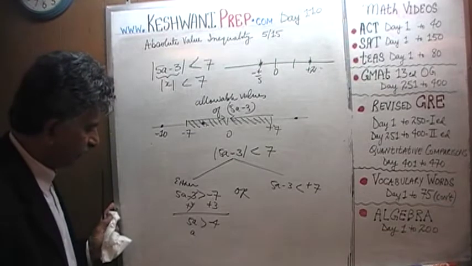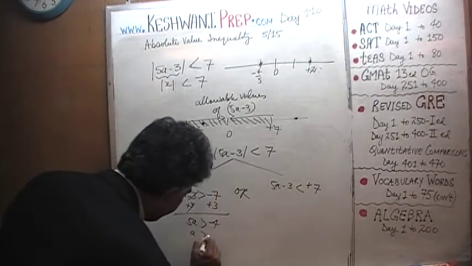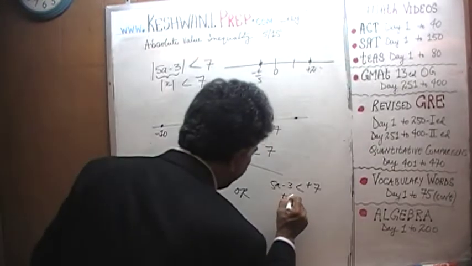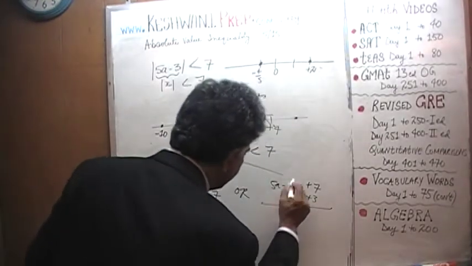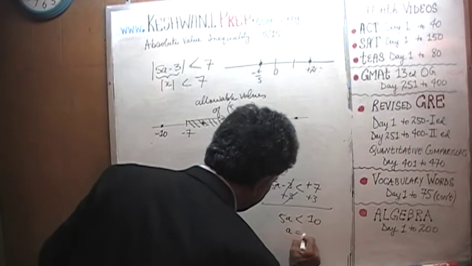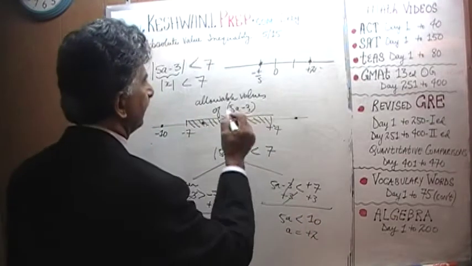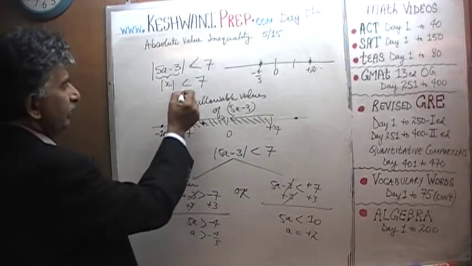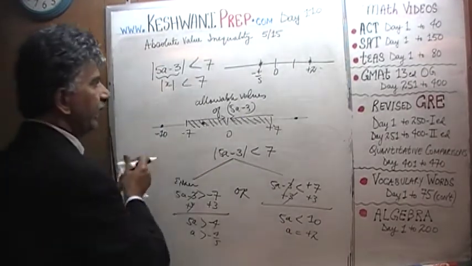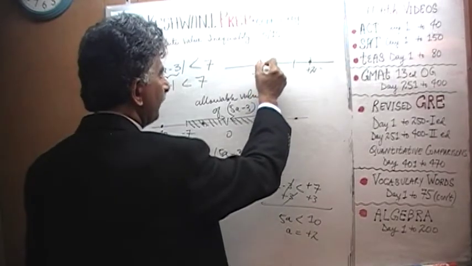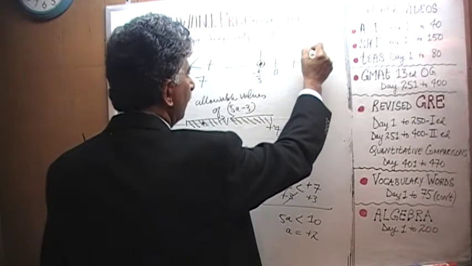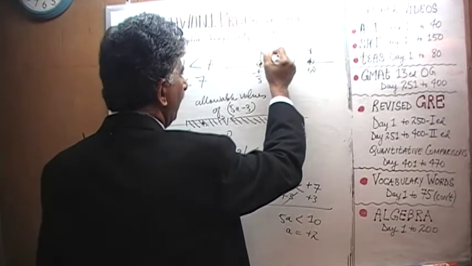5a has to be more than negative 4, and therefore a has to be more than negative 4 fifths. And similarly here, add 3 to both sides, 3 is going to drop out, and 5a is less than 10, which tells us that a is less than 2, right here. Since we do not have an equal sign, we cannot include the endpoint here. So we have to have an open circle here, and the allowable values of a are here.